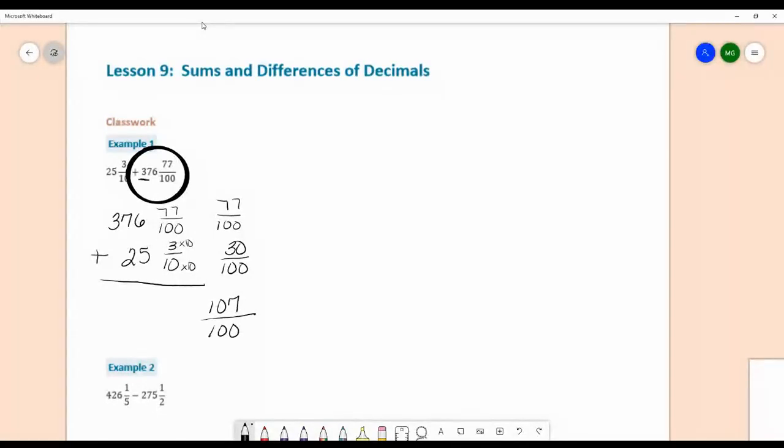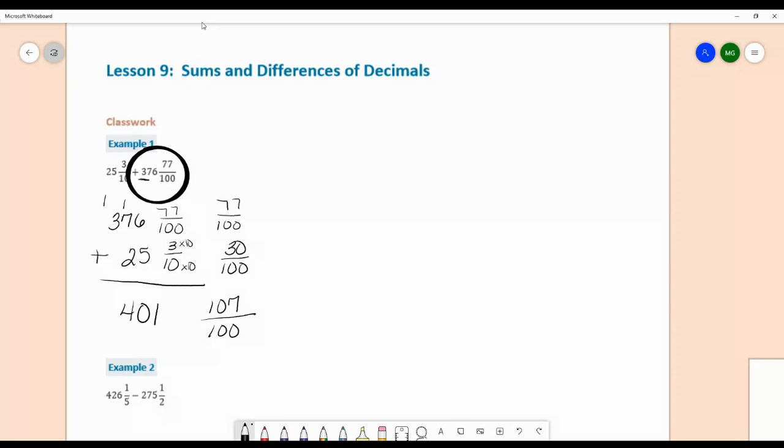Then I'm going to add like normal. 6 and 1 is 11, or 6 and 5 is 11. 7 plus 2 is 9, plus 1 more is 10. Write my 0 down, carry my 1. And 3 plus 1 is 4. But the problem is this says 401 and 107 over 100. Well, this right here is improper. So we need to fix that. We need to change that to a mixed number.